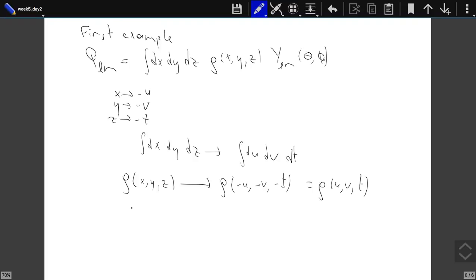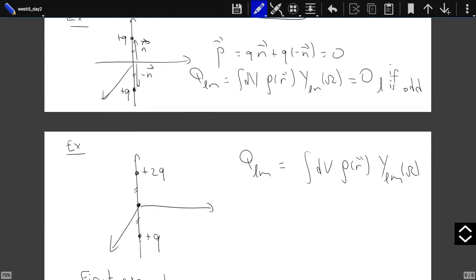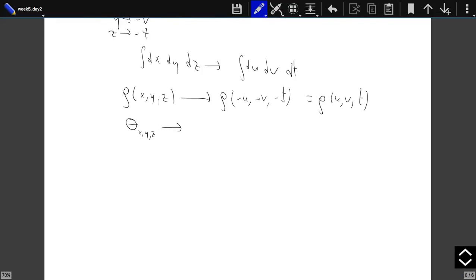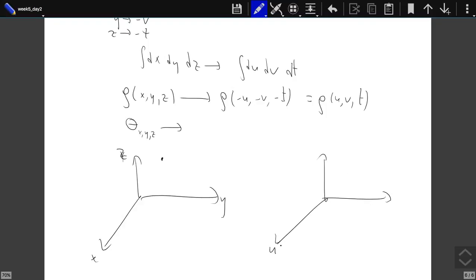Now let's see, the problem is, what about theta? Well, basically what I'm doing is I'm taking this point over here to this point over here in the u, v, t plane. Well, that means, let me draw it again. This is the x, y, z space. I have this point over here in the u, v, t space. This point just becomes this point over here.